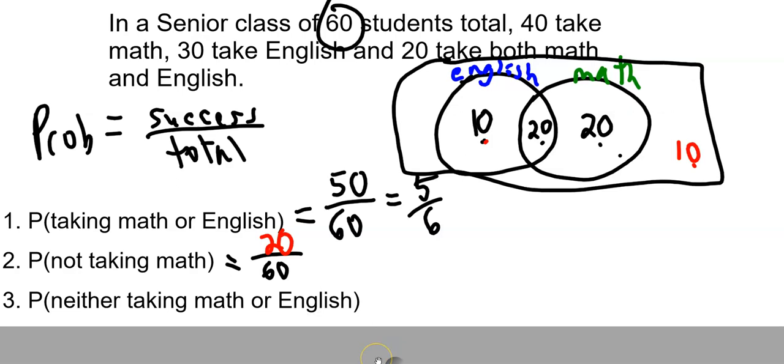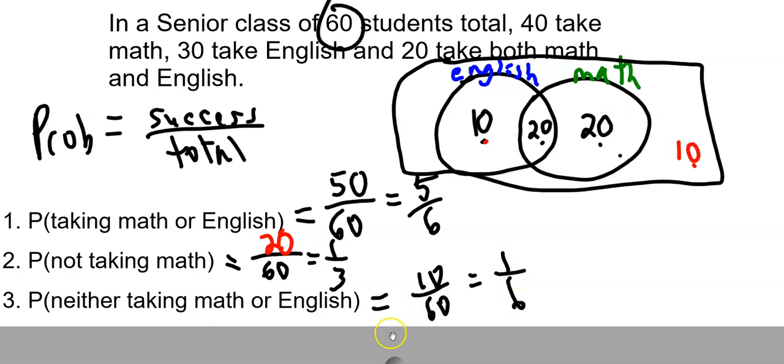Probability of neither taking math nor English. Okay, so I guess I should say nor, nor English. I don't know, it's a good question. English-wise, y'all can help me out there. Neither taking math nor English. Sorry, getting hung up on the language here. So that would be, well, there's only 10 students in that situation. So 10 out of 60. If you simplify that fraction, this is 10 out of 60 or 1/6.